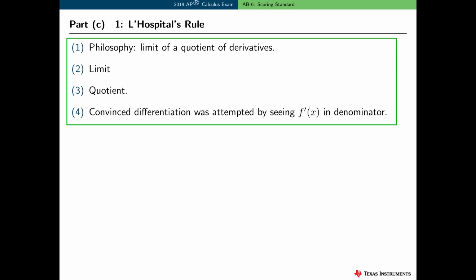Here's the philosophy behind scoring this point. We need to see a limit of a quotient of derivatives. And that means we need to see a limit and a quotient and be convinced that differentiation was attempted by seeing f prime of x in the denominator.